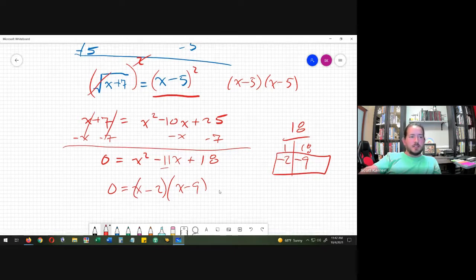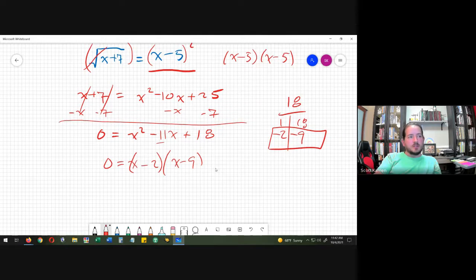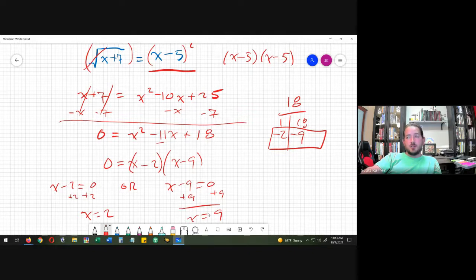Again, if the product of these two things equals 0, then either x minus 2 was 0, or x minus 9 was equal to 0. And so if I add 2, I get x equals 2. If I add 9, I get x equals 9. So it looks like I have 2 possible values, right?